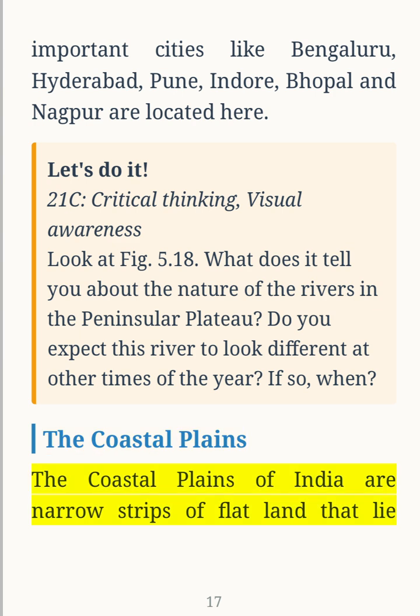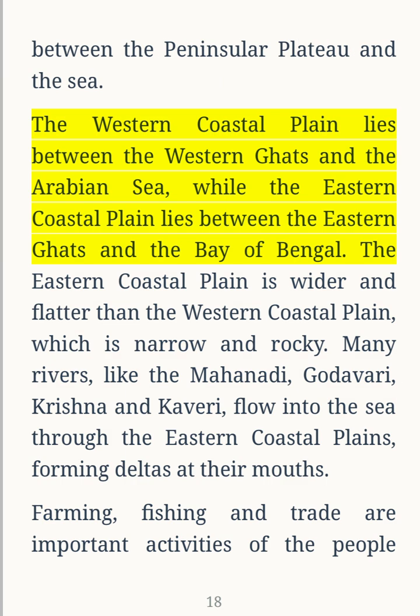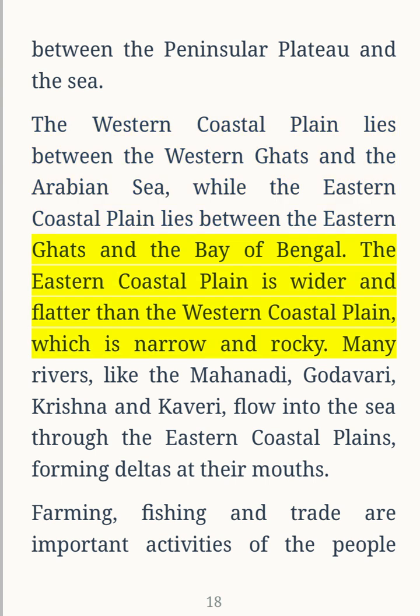The coastal plains. The coastal plains of India are narrow strips of flat land that lie between the Peninsular Plateau and the sea. The western coastal plain lies between the Western Ghats and the Arabian Sea, while the eastern coastal plain lies between the Eastern Ghats and the Bay of Bengal. The eastern coastal plain is wider and flatter than the western coastal plain, which is narrow and rocky.